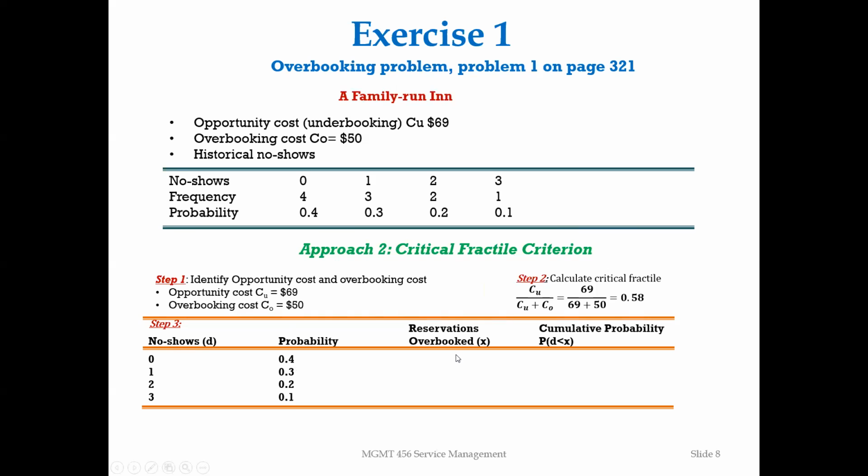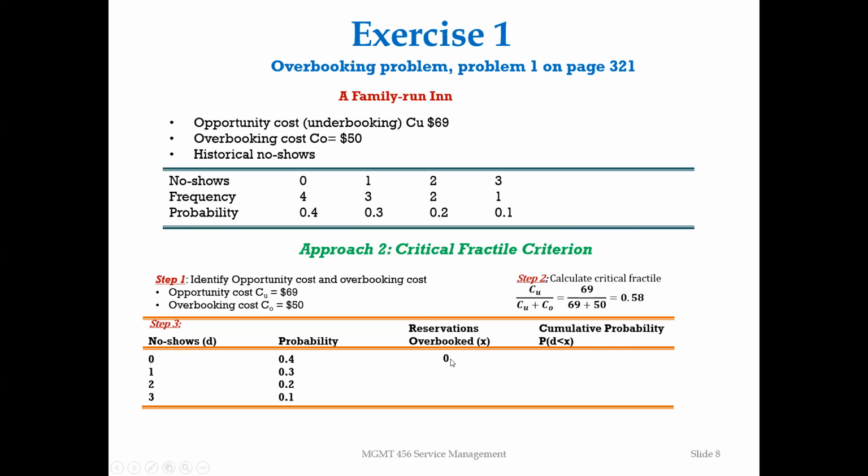Then we're going to look at each possible overbooking limit, from the lowest one to the highest one, and we calculate the cumulative probability until the cumulative probability exceeds the critical fractile calculated in step 2. Then we stop. So we start with the first overbooking limit. What is the lowest overbooking limit? It is 0.